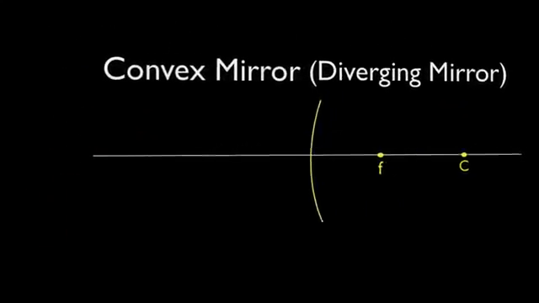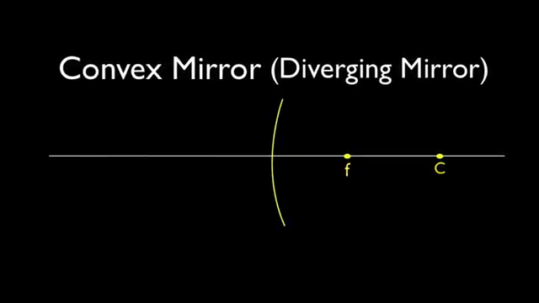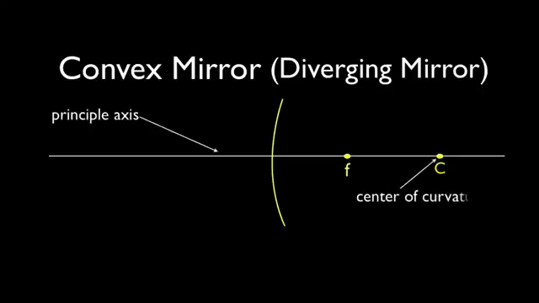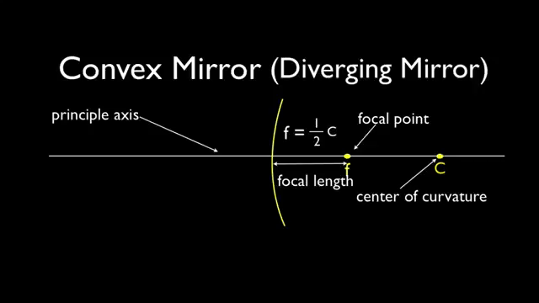let's go on and do the convex mirror. Okay, so once again, we have these important places we have to know about: principal axis, the center of curvature, and the focal point. And the focal point, this is the focal length, and the focal length is 1/2 the center of curvature. Now this is a convex mirror, it's a diverging mirror. This side, the left side of the mirror, is the shiny side. Okay, so you'll notice the focal length, the focal point, and the center of curvature are on the other side, or as I like to say, behind the mirror.